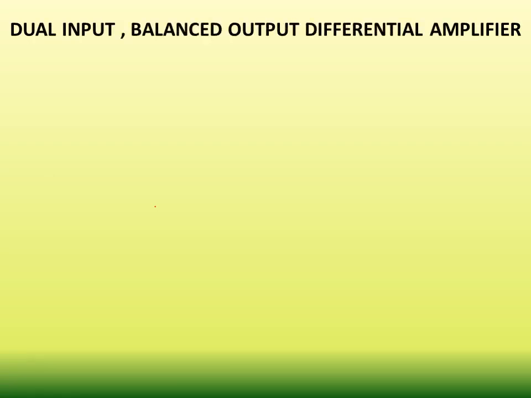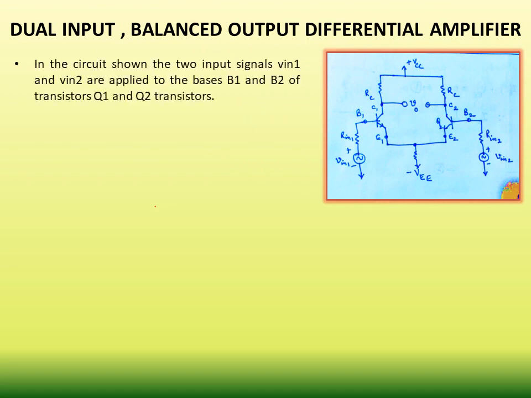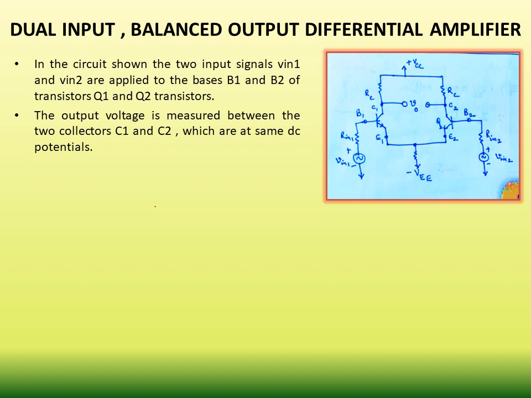Now we will discuss the DC analysis of a dual input balanced output differential amplifier. So we first quickly go through the figure of the differential amplifier once again. In the circuit shown, the two input signals VIN1 and VIN2 are applied to the bases B1 and B2 of the transistors Q1 and Q2. The output voltage is measured between the two collectors C1 and C2, which are at the same DC potential.